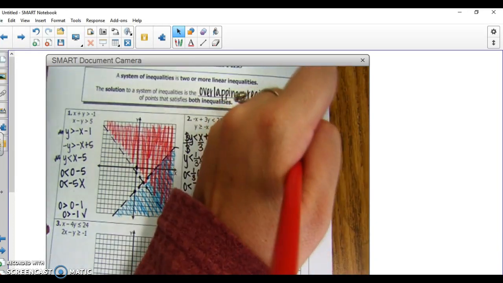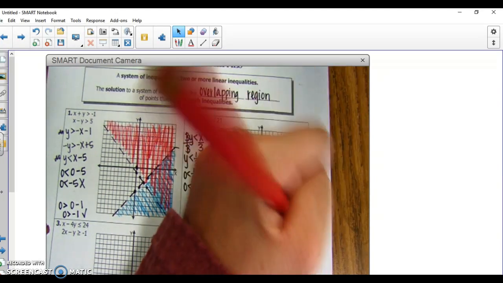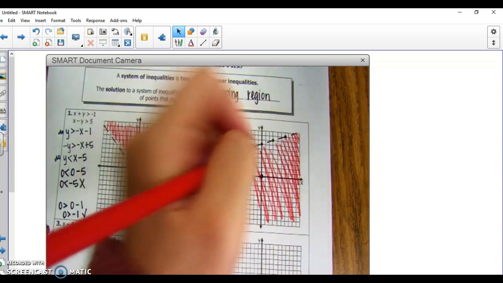So I take my red colored pencil. I'm going to shade this whole part in.